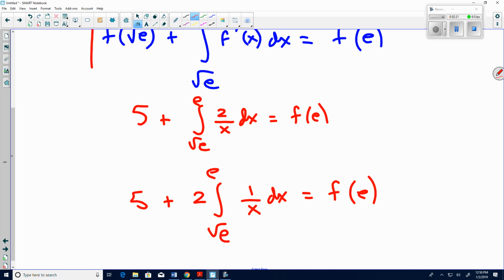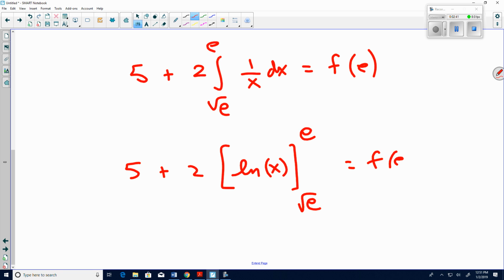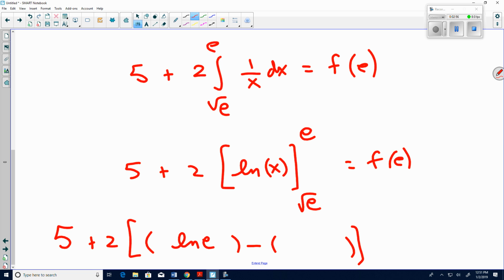So the integral of 1 over x dx is the natural log of x. We don't need absolute values here simply because the root e is going to be greater than 0, and so is e greater than 0. Now we'll go ahead and substitute those guys in. So our fundamental theorem says that we're going to substitute in the upper bound first. This is the natural log of e. We substitute in the lower bound, which is the natural log of the square root of e.